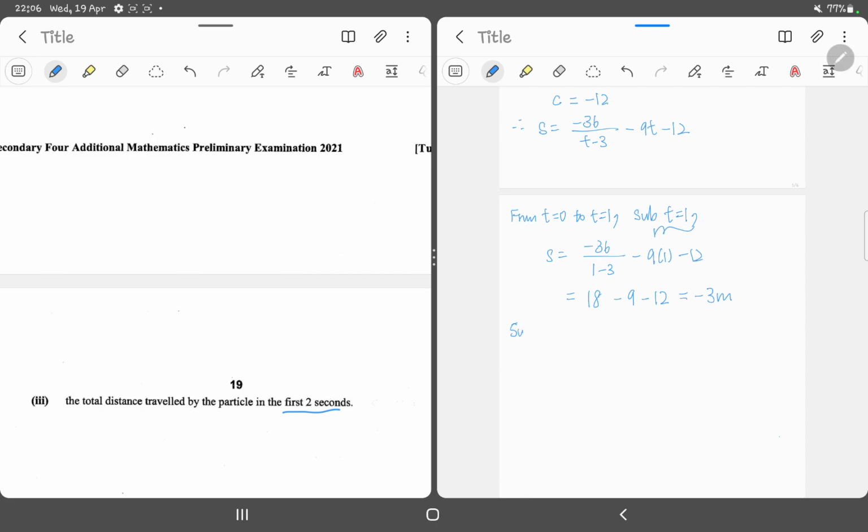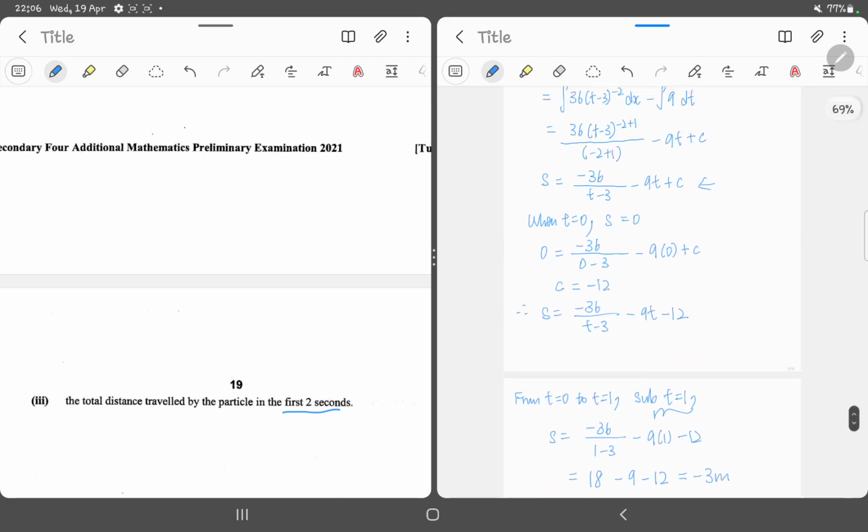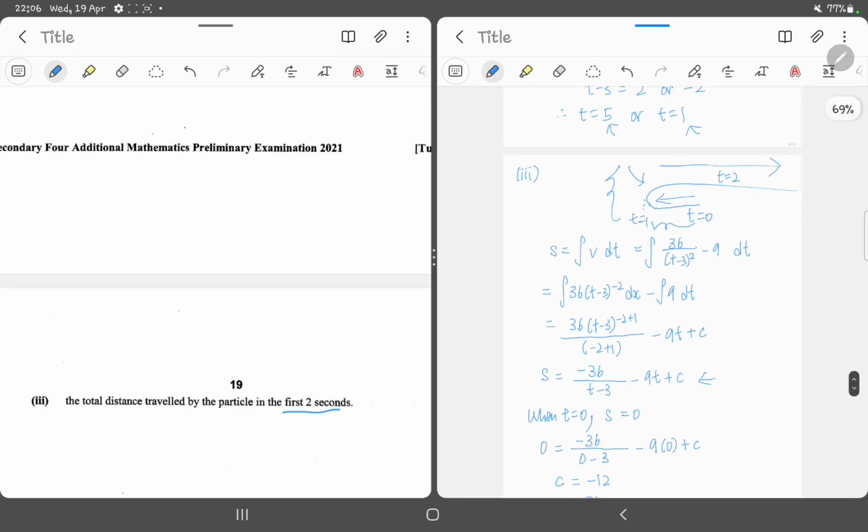So now we're going to sub t equals 2. We get that s equals minus 36 over 2 minus 3 minus 9 times 2 minus 12. So this is equal to 36 minus 18 minus 12. So this is equal to 6 meters. So the displacement is 6 meters. So this is the starting point, correct?